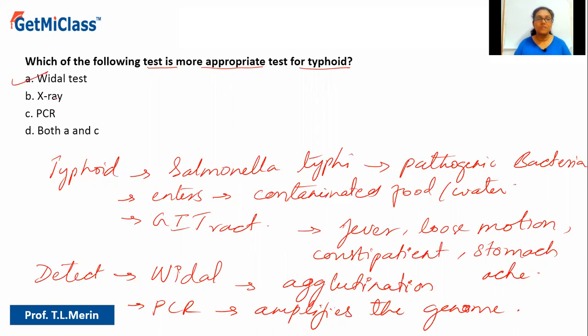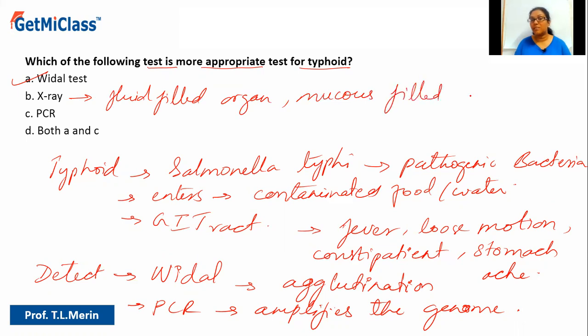Option A says Widal test, that is correct. Option B says X-ray. X-ray is not very appropriate here because, of course, it can detect any fluid-filled organ, or mucus-filled organ, or patches. That can be easily detected by X-ray, or if there is any fracture or deformity, all that can be detected by X-ray. But this is not most appropriate for typhoid.